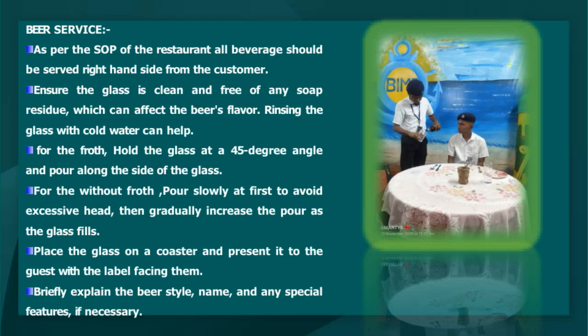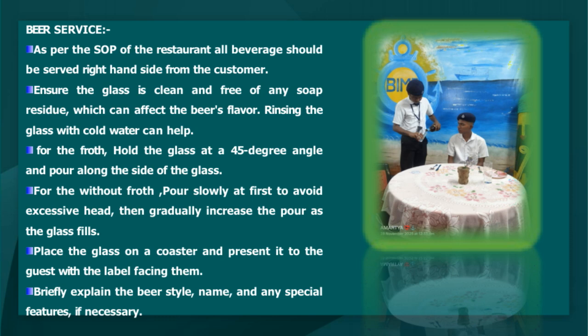Now, let's talk about the proper way to serve beer. According to our SOP, all beverages should be served from the right-hand side of the customer. This ensures efficiency and professionalism. First, always check that the glass is clean and free of any soap residue, because that can really impact the beer's flavor. Rinsing the glass with cold water before pouring can help maintain its clarity and cleanliness.